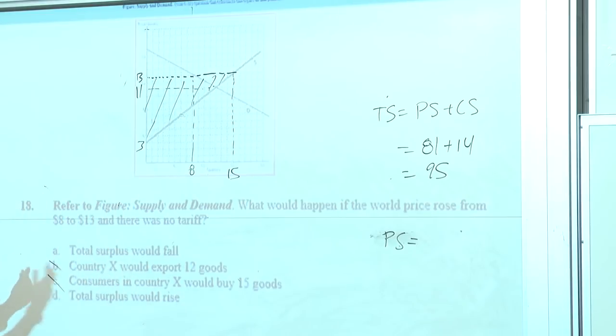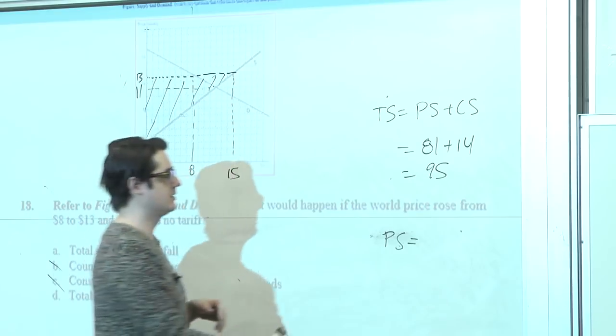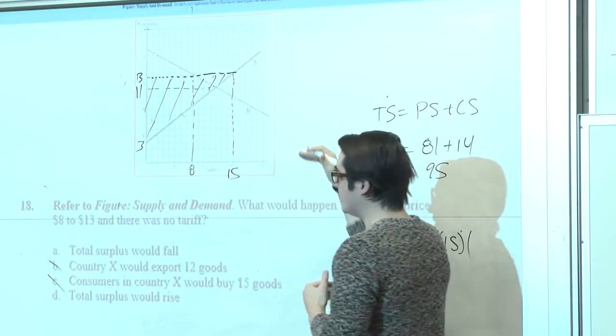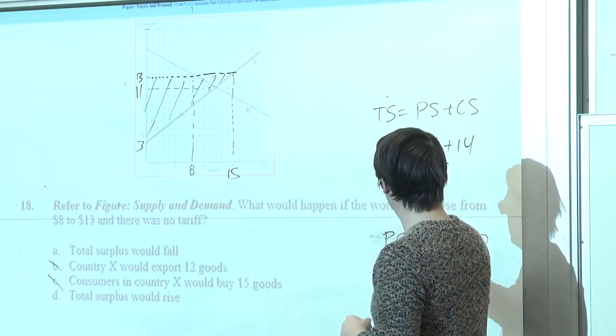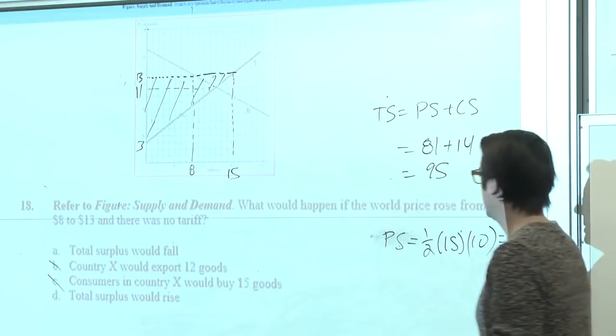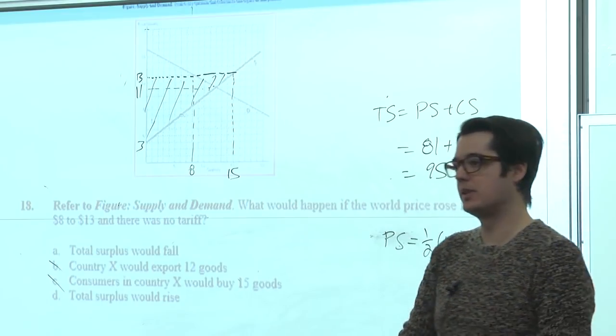All right, so what is the base of that triangle? 15. What is the height of that triangle? 10, and then it's a triangle, so we multiply by a half, and we get 75. Our producer surplus is 75.